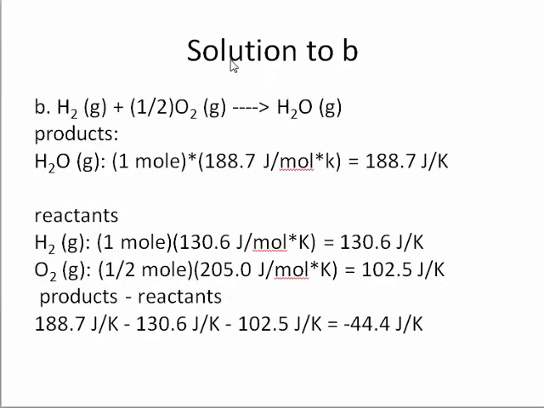Here likewise is a solution to B. We take water as a gas under standard conditions, 25 Celsius. Its entropy is 188.7. This is the total entropy of the products. Now this brings up an important point. The product in this reaction is gas. Water vapor can exist under standard conditions, so this is the entropy of the water vapor.